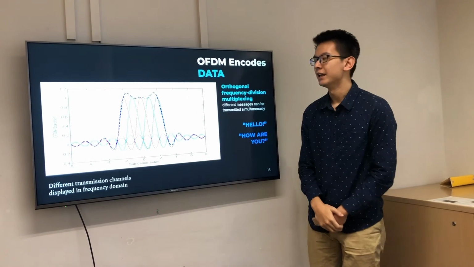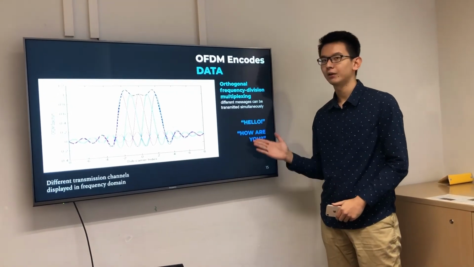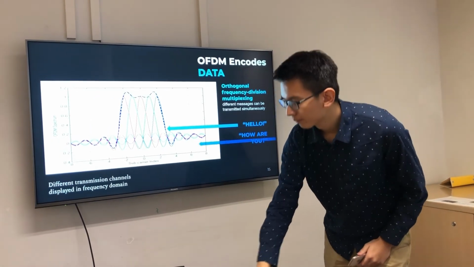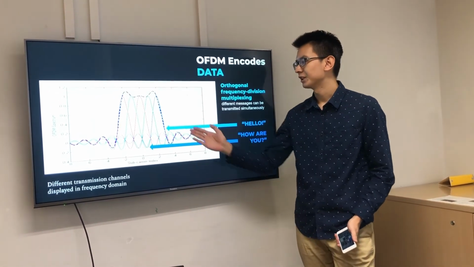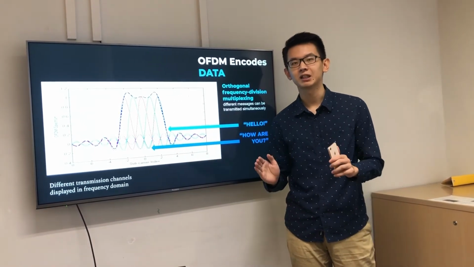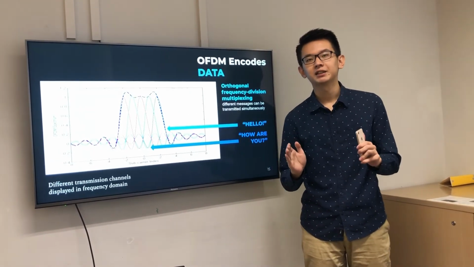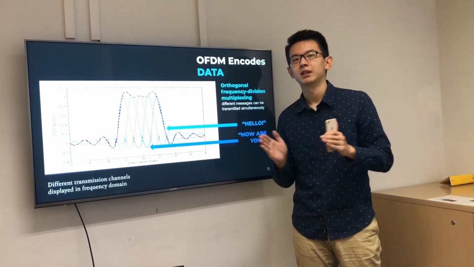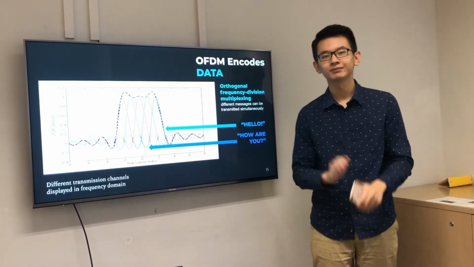For example, if I want to send hello and how are you, then the first sentence can be transmitted using this channel, while the other one can be here at the same time. That is just like two cars go side by side on one road, which can largely increase the efficiency.